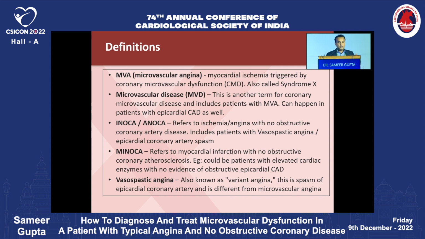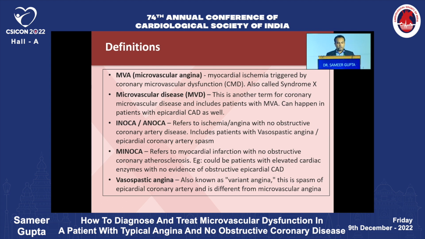Now, before we go forward, I think it's important we try and clarify some of the definitions that exist in the literature. Microvascular angina is myocardial ischemia triggered by coronary microvascular dysfunction. This was previously called syndrome X. Microvascular disease is another term for coronary microvascular disease and includes patients with microvascular angina. It can happen in patients with epicardial coronary artery disease as well. So you can have epicardial disease and microvascular disease both.